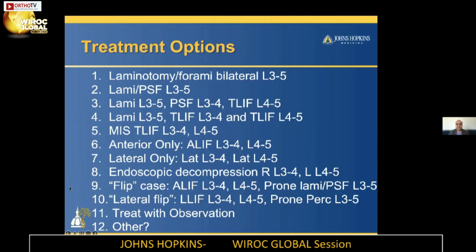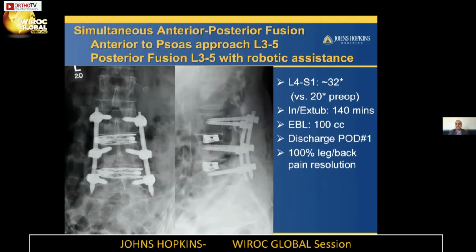And then the other options are doing a flip case, either doing an anterior surgery from 3 to 5 and then flipping and doing a prone, or alternatively a lateral flip, where you put the patient in a lateral position first, do lateral interbodies at 3-4 and 4-5, and then flip the patient to a prone position. Or finally, treating with observation, saying okay, we're going to send you to pain management and try more trials of those. So this is what we did.